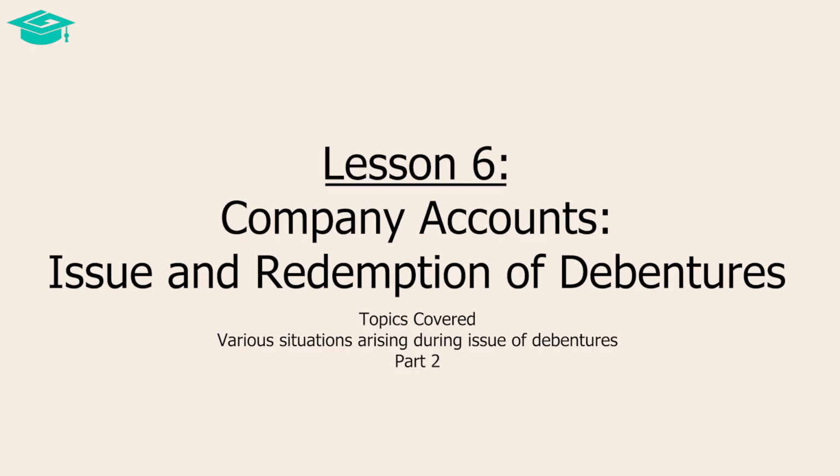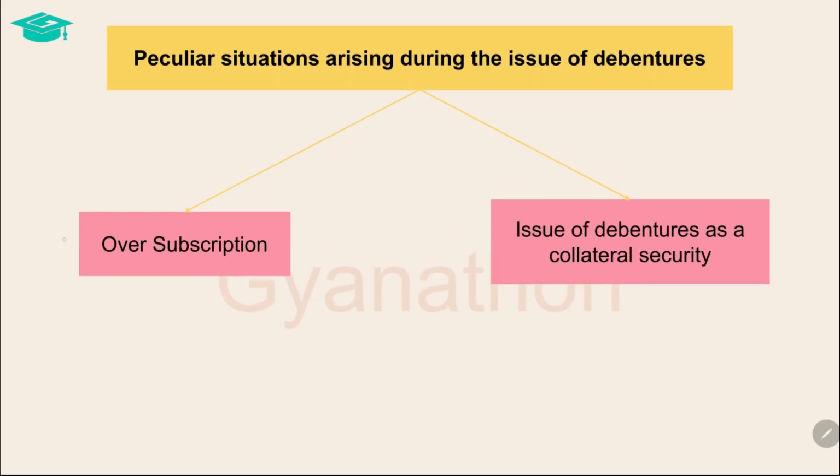We are discussing the various situations that arise during the course of issue of debentures. Out of this, we already saw the scenario of how to account for an issue of debentures where consideration is other than cash. Now, let us discuss the oversubscription of debentures and the issue of debentures as a collateral security.